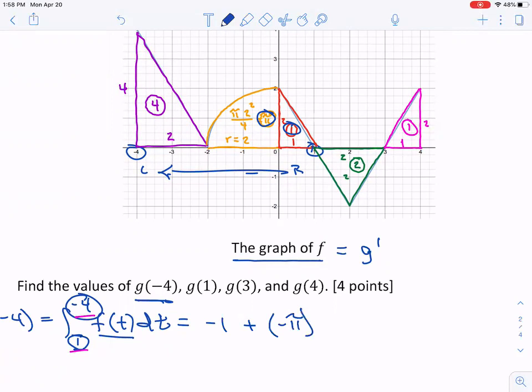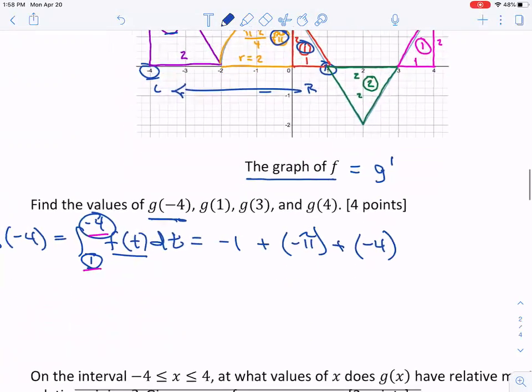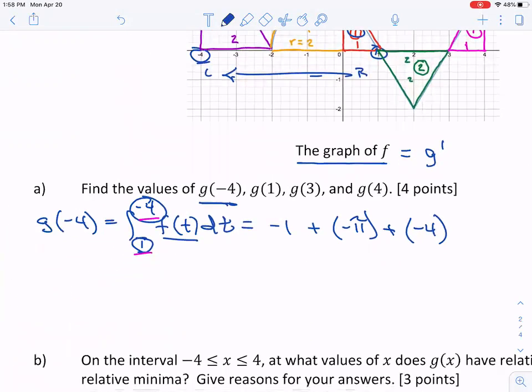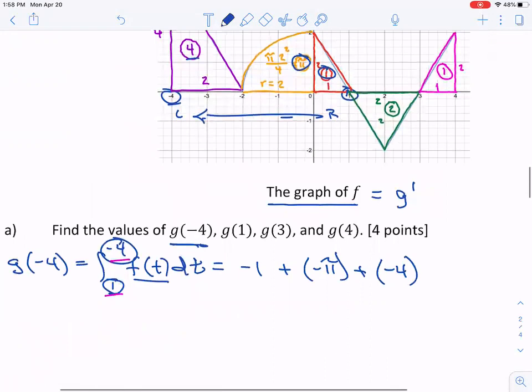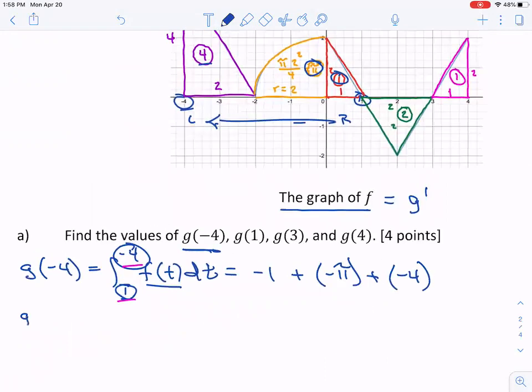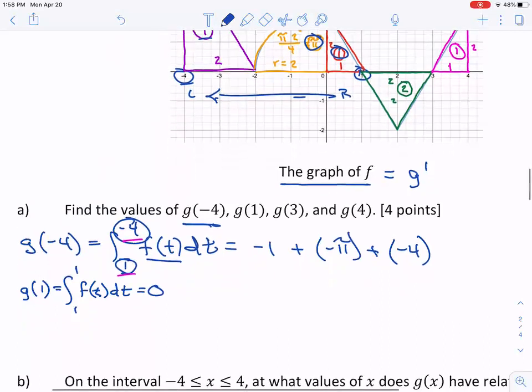And then going all the way to -4, so I include this large triangle. That's going to be -4. So there's my numeric value for g at -4. Okay, g at 1, going to like that one. G at 1, same thing. Lower bound of 1, upper bound of 1. Well, if my lower and my upper bound are the same, means the value of my definite integral is 0.